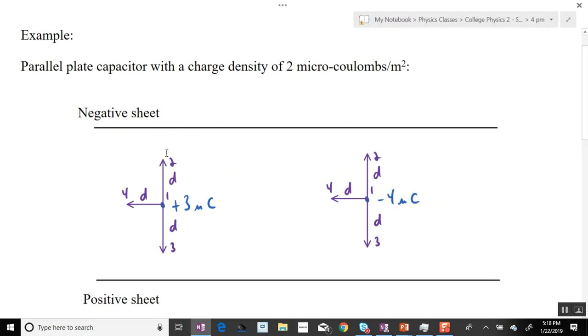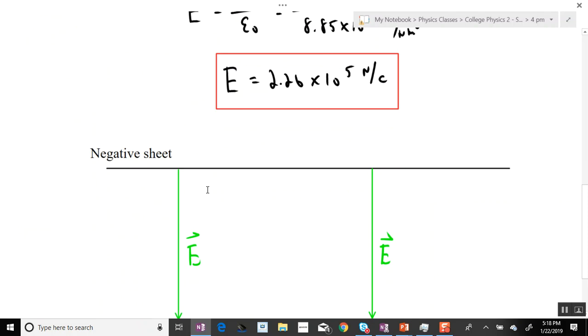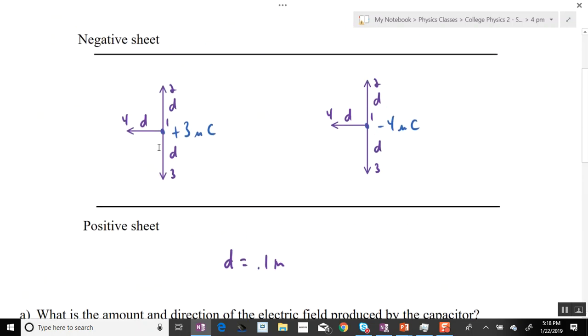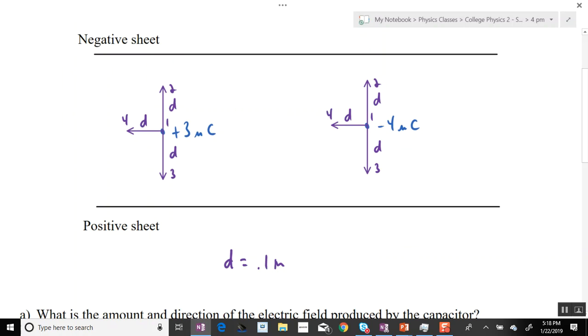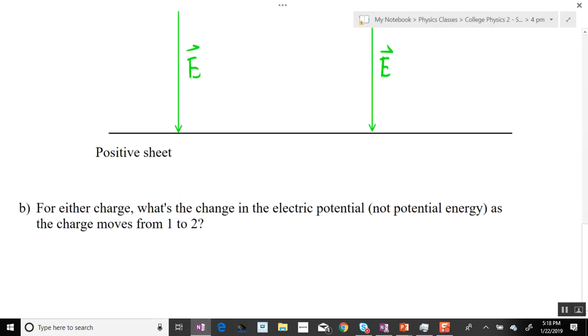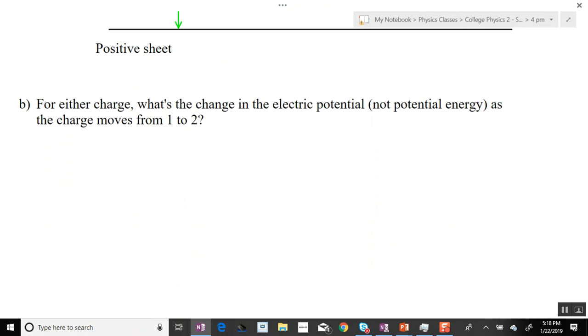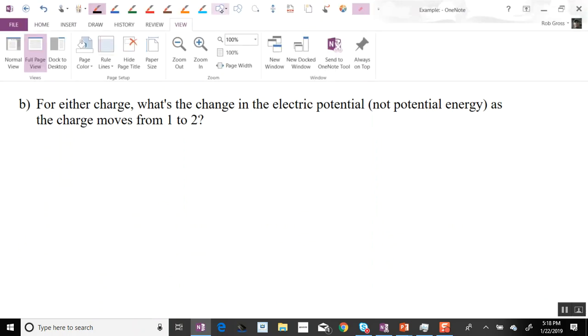So from 1 to 2, which way are you going? Almost. Are you going towards the negative sheet or the positive sheet? Yes, towards the negative. Or the other way to look at it is you're going against the field, right? Either way. Now, if you're going against the field or towards the negative sheet, does anyone remember how it works for the change in potential? Yes. It's minus ED, right? Because you're going towards the negative sheet or against the field.